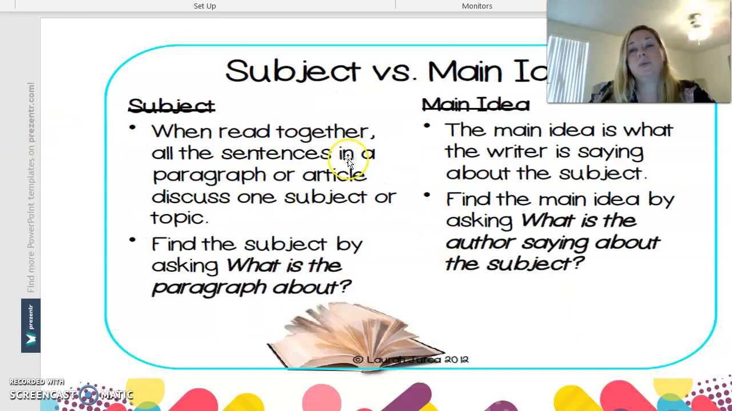Well, what's the difference between subject and main idea? Well, when we read together all of the sentences in a paragraph or an article, it will discuss one subject or topic. To find the subject, you can ask, well, what is this paragraph about? The main idea is what the writer is saying about that subject, so it's a little bit more. How to find the main idea, something you could say is, what is the author saying about the subject?